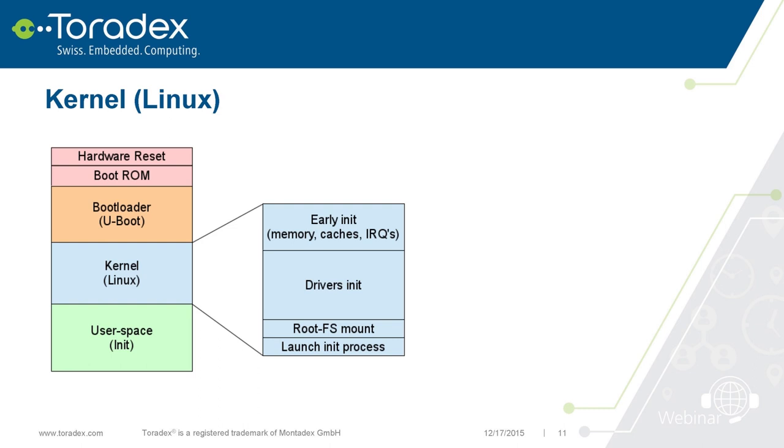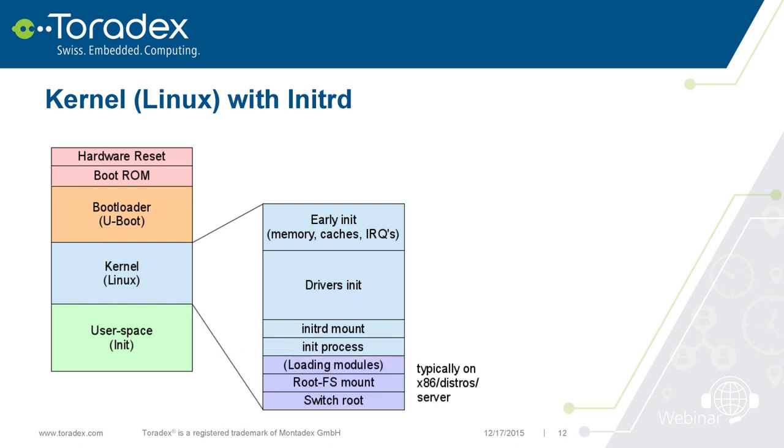At that point, the kernel steps back, so it's not a linear boot process anymore. The user space takes over. The init process does the further initialization. Nowadays, the typical Linux distribution or server boot process looks a bit more complex. Typically, there is an initrd, an init RAM disk, which is mounted by the kernel directly, and a small init process within that RAM disk is executed.